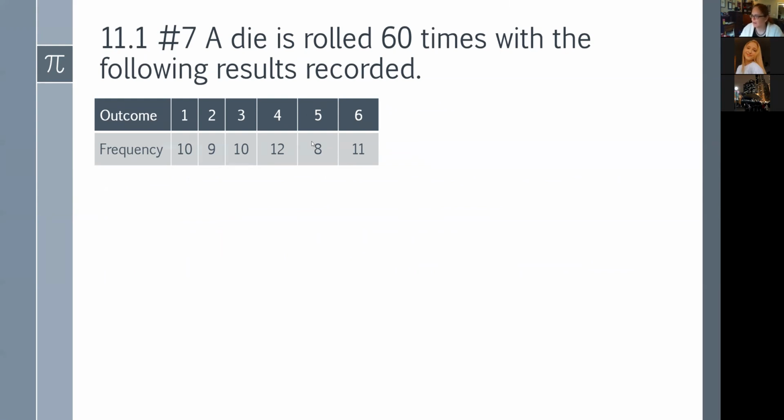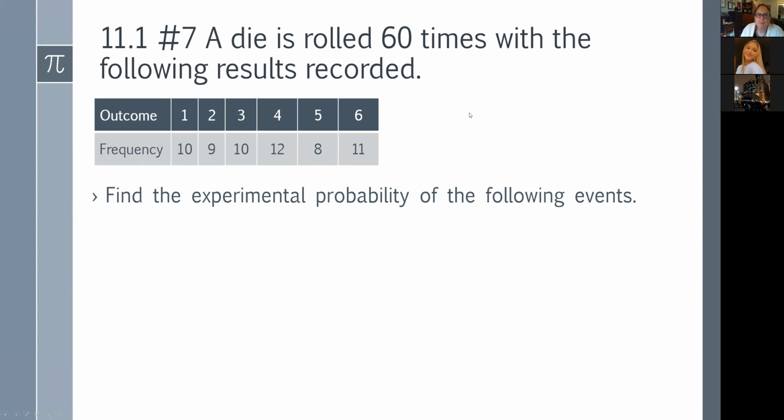Okay, next we're going to take a look at number 7. It says a die is rolled 60 times with the following results recorded. So we can see that we rolled a 1 10 times, a 2 9 times, a 3 10 times, a 4 12 times, a 5 8 times, and a 6 11 times. And we want to find the experimental probability of the following events. We're doing experimental because we actually performed an experiment and recorded some data.